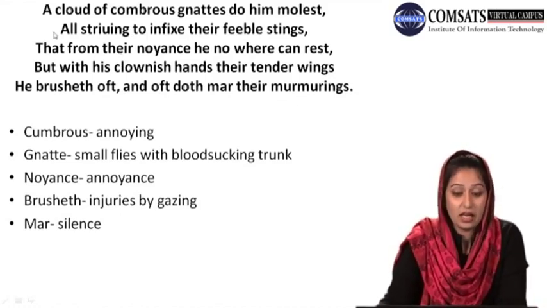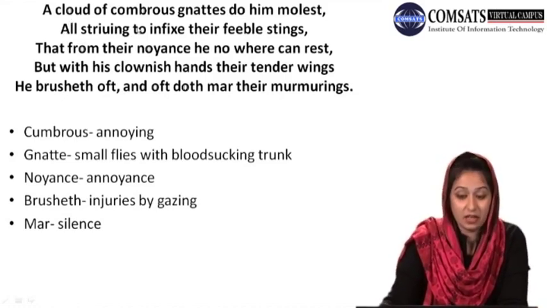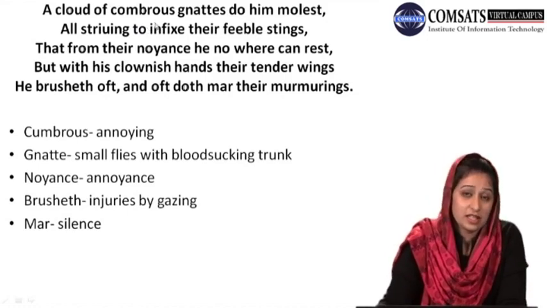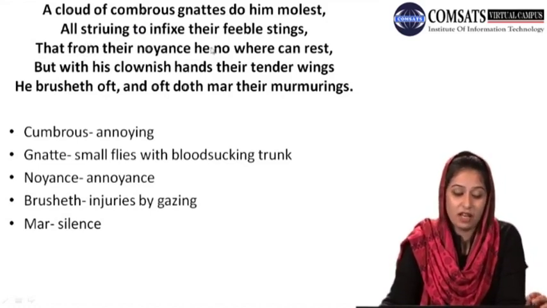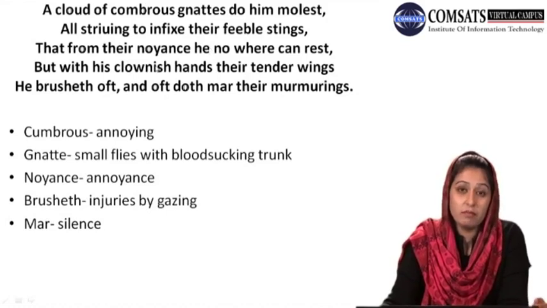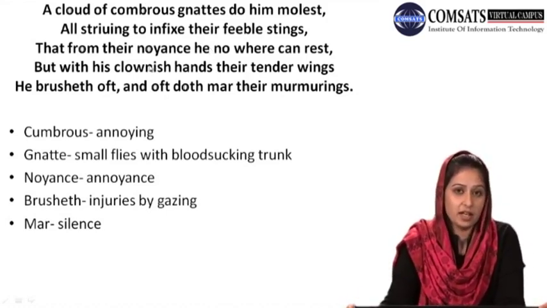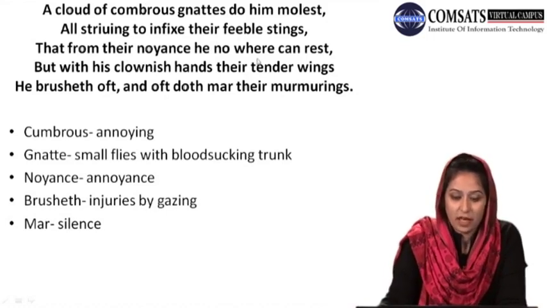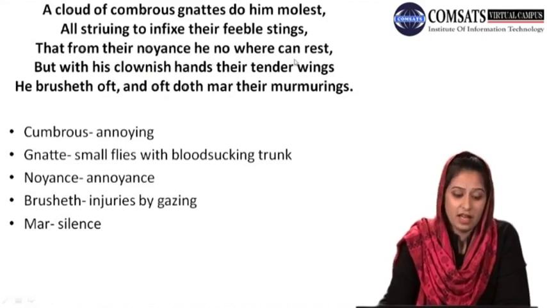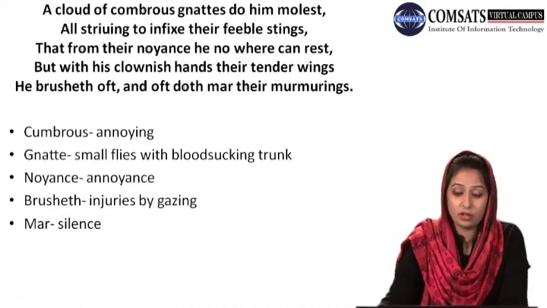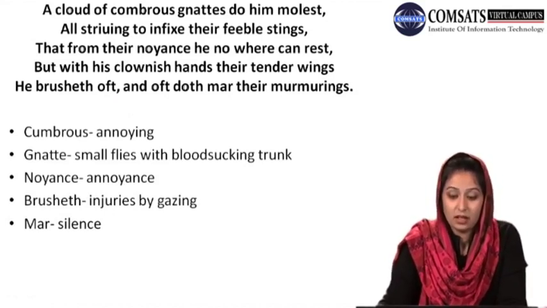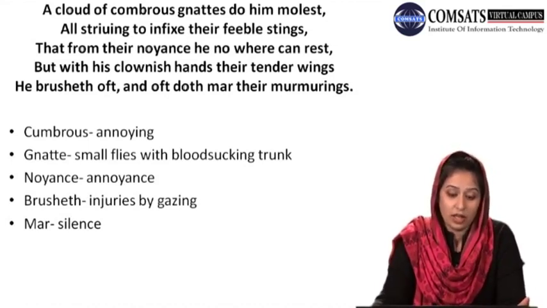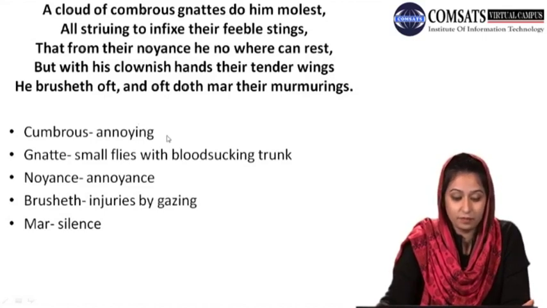So what happened? There was a cloud of small flies with blood-sucking trunks, and it was such a dirty, hateful scene. They had very weak stings, and they were trying to inflict misery on the knight. That from their annoyance he nowhere can rest, that he was very restless because he was very annoyed because of their presence there. And with his clownish hands, he was trying to get rid of them, and he brought an end to their murmurings by killing them all.